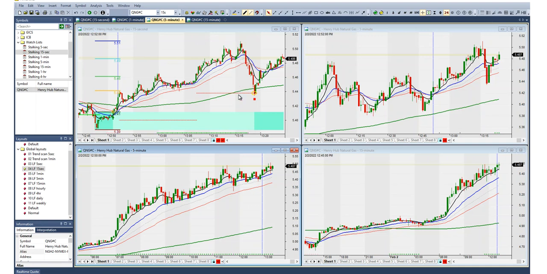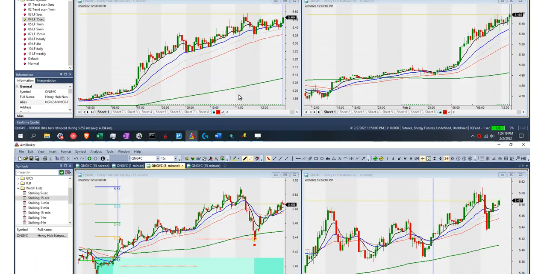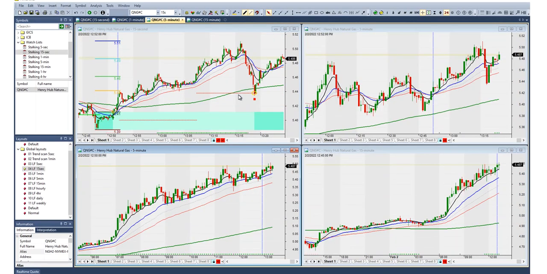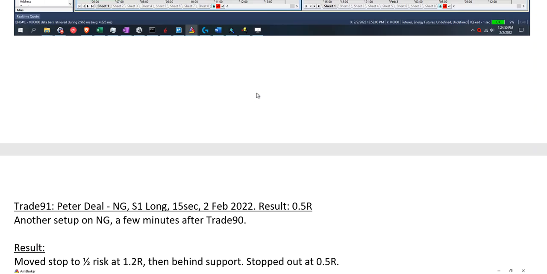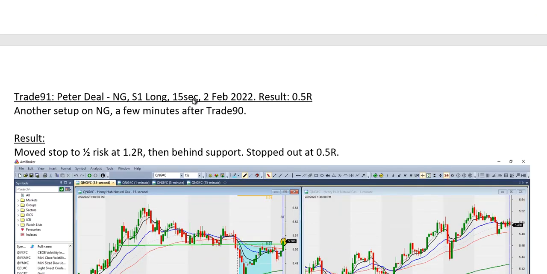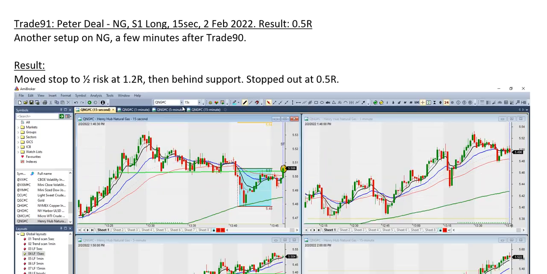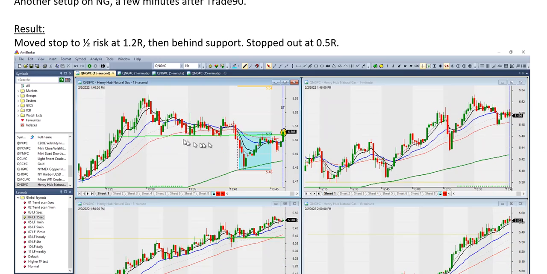Well, still, it made a 1.5 R result, right? Unlucky stop out. Great trade. Next one, 15-second, natural gas again. Natural gas is a great instrument to trade long and short. S1 15-second long. Well, that's a very obvious one, right? Beautiful pattern. Here's the test bar.